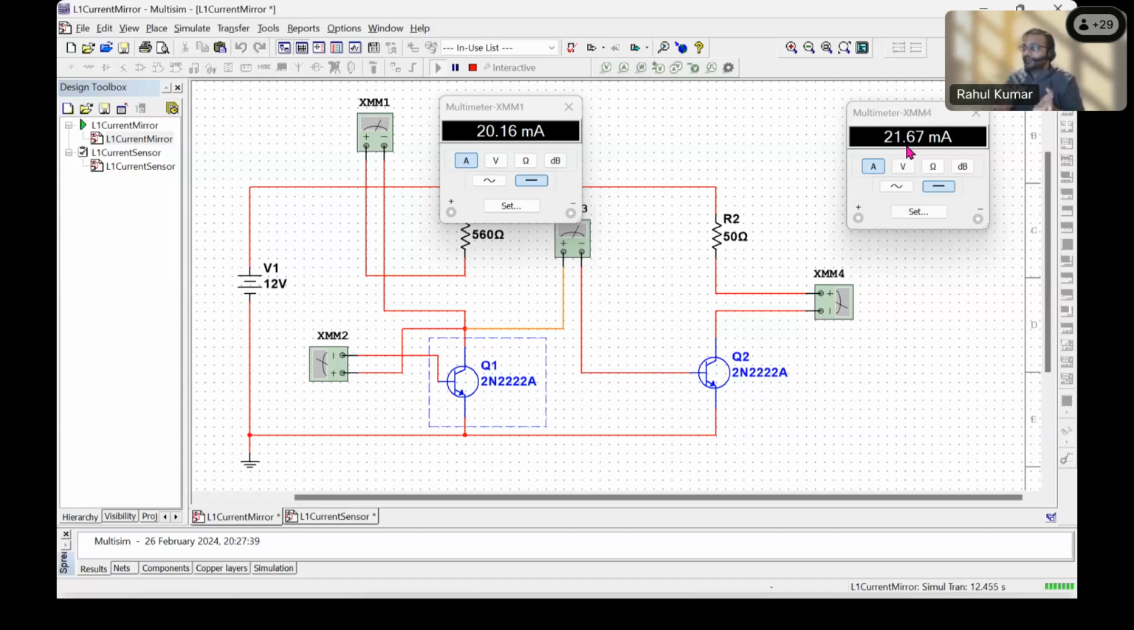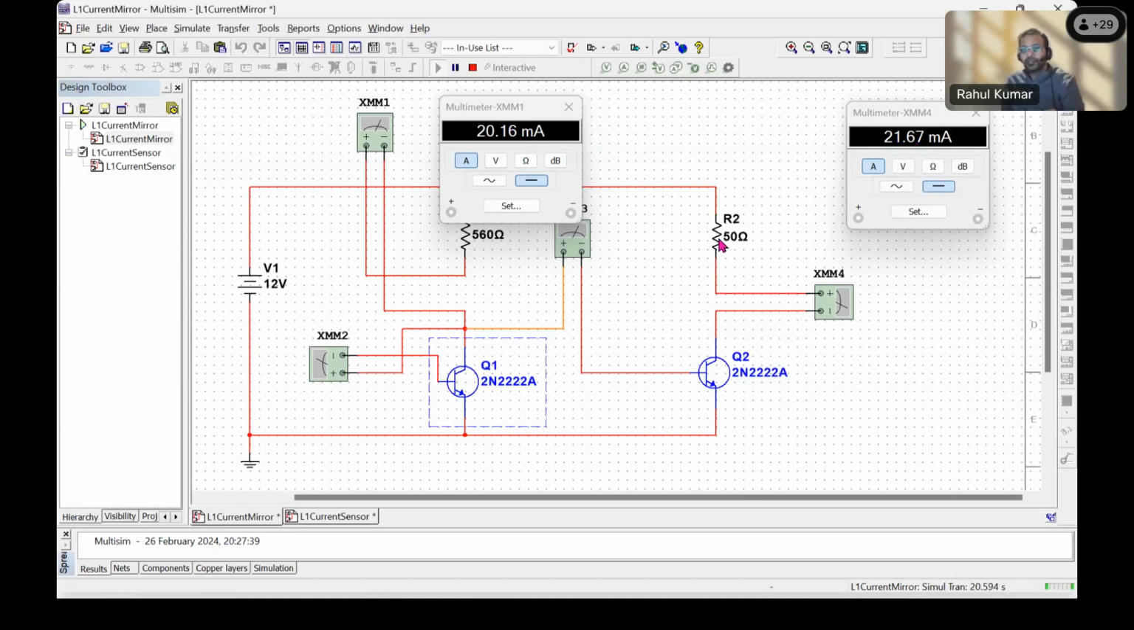So an ideal current mirror should give exactly the same value as your output current. But obviously we all know this is a practical circuit, so you won't get the exact value, but they are close enough. Okay. So the first thing about a current mirror: it gives the same value of input as your output.